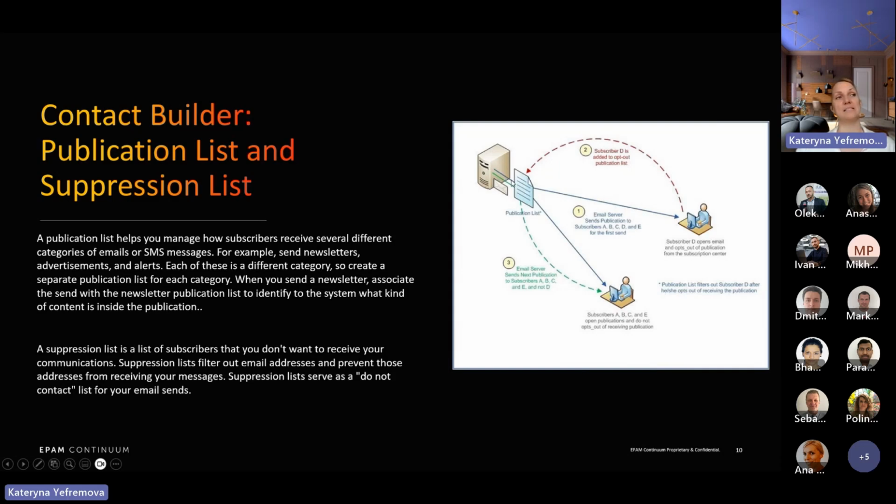So when we create a second publication, the email will be sent only to subscribers A, B, C, and E, and not to D. Hope it makes sense.